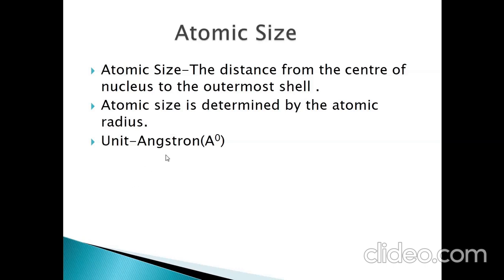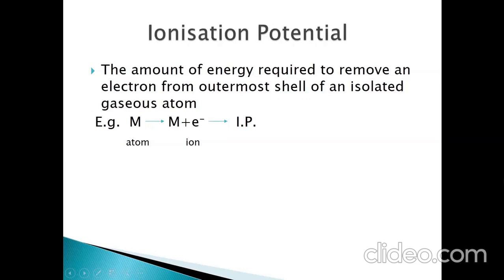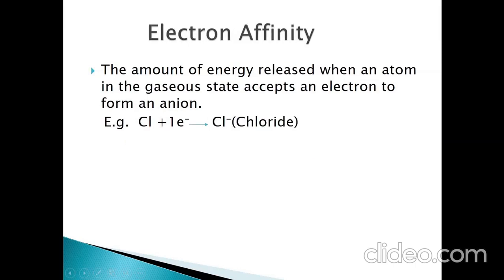The unit is angstrom. Now let us understand what ionization potential is. Ionization potential is also denoted by I. Ionization potential means the amount of energy required to remove an electron from the outermost shell of an isolated gaseous atom. You can see here M is the atom, it becomes an ion, and the energy is called IP, or ionization potential.